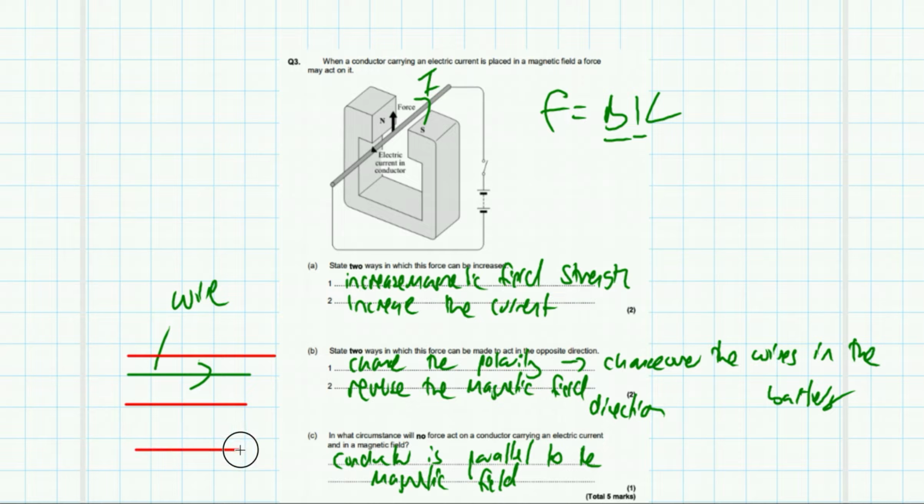So you want to show this perfectly. If it's like this, then there is no force because it doesn't cross any field lines, so therefore there is no force acting on it. Essentially, if they go in the same direction as each other, there is no force acting on the conductor. It will just stay in its position.